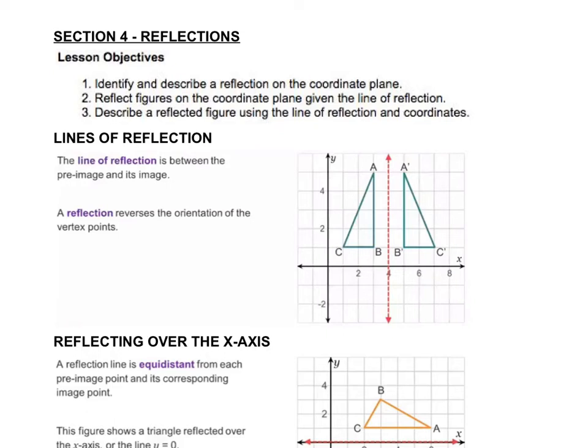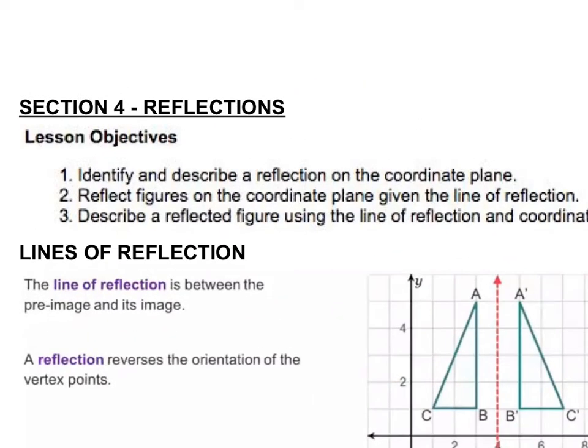This is a video over section 4 from Unit 7, and we're going to be talking about reflections. So our objectives today, we want to identify and describe a reflection on the coordinate plane. We want to reflect figures on the coordinate plane given the line of reflection. We want to describe a reflected figure using the line of reflection and coordinates. So remember, a reflection means that we mirror something. All right, and that's the word that we want to think about when we mirror, okay?